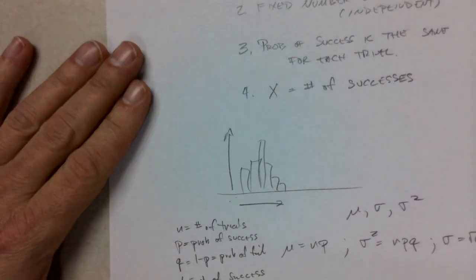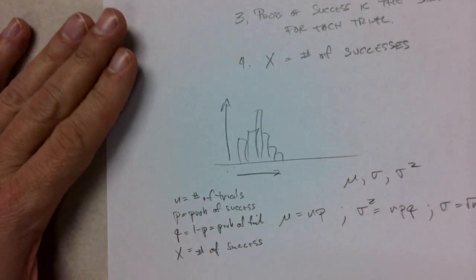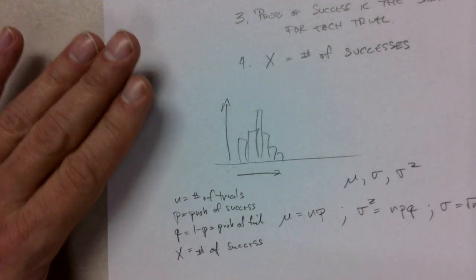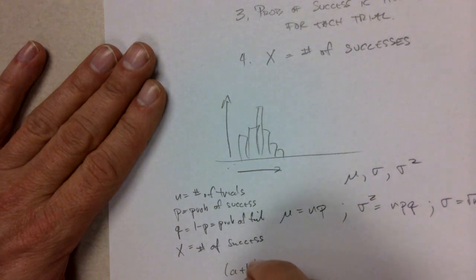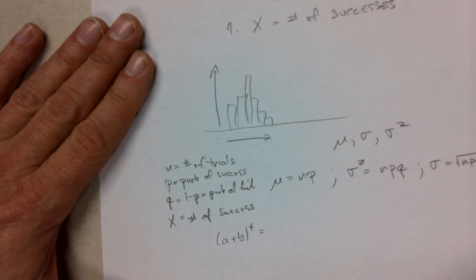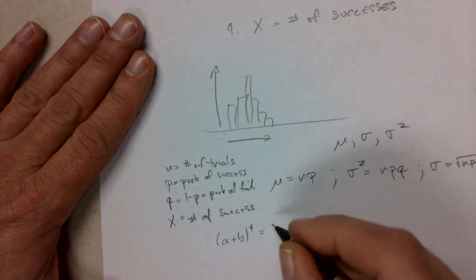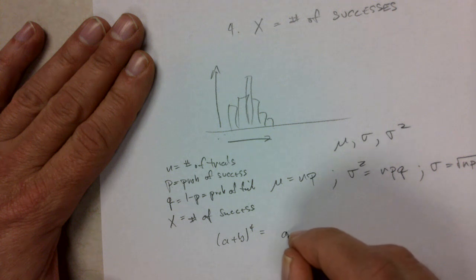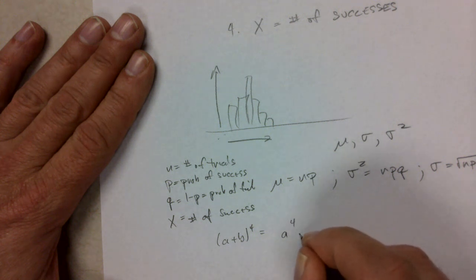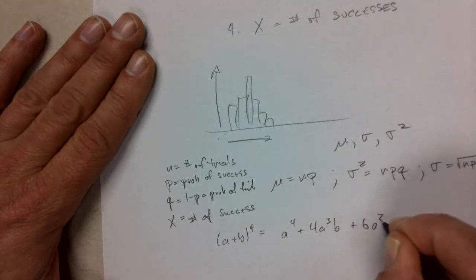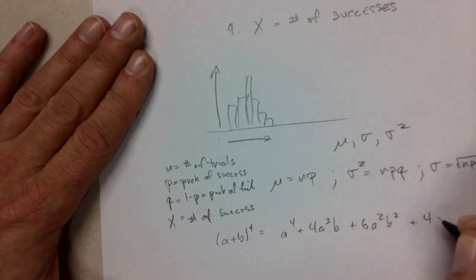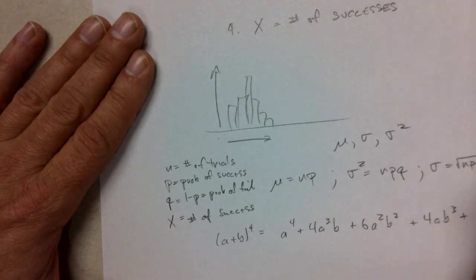Okay, and just for a little bit of theory, I like to explain why it's called the binomial, right? Because that's a binomial, and the expansion on that, for a plus b to the fourth, is 1 a to the fourth plus 4 a to the third b to the first plus 6 a squared b squared plus 4 a b cubed plus b to the fourth.